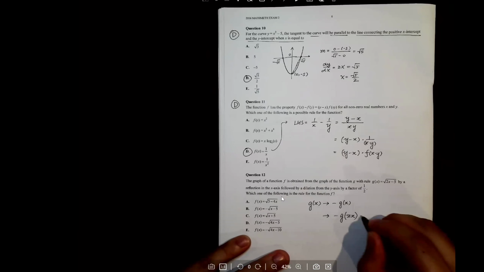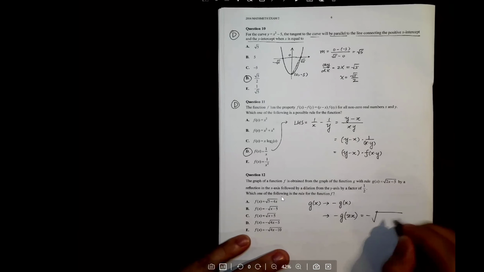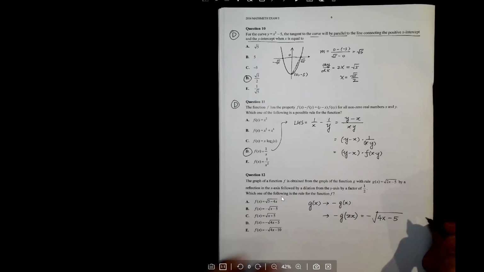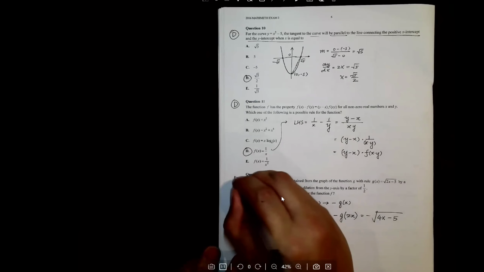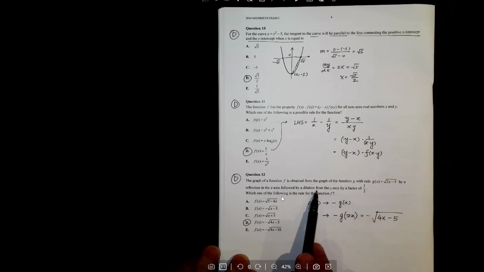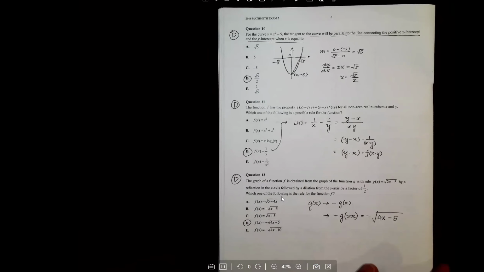For example, that is minus square root of 2 times 2x, that's 4x, take 5. Okay? I believe option D will be the correct answer. Just be aware when you do the reflection in the x-axis, you put a multiple, you put a minus 1 as a multiple in front of everything of the old function. And when you do a dilation factor of a half, it's actually subbing in, let's say, 2x into the function, right?